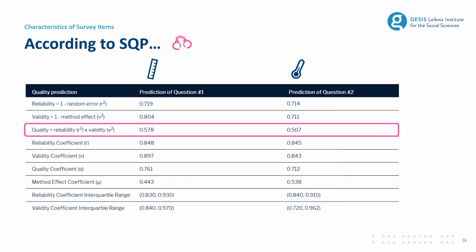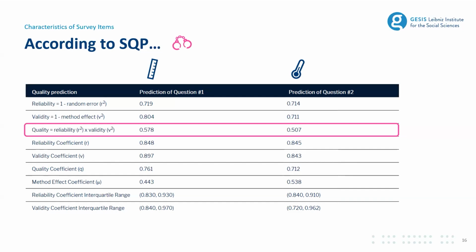What do these numbers mean? Well, quality is something that ranges from 0 to 1, where 1 would mean that you're perfectly measuring what you want to measure. And 0 obviously would mean you're measuring something completely different. But you might wonder also whether these values are good values or bad values.